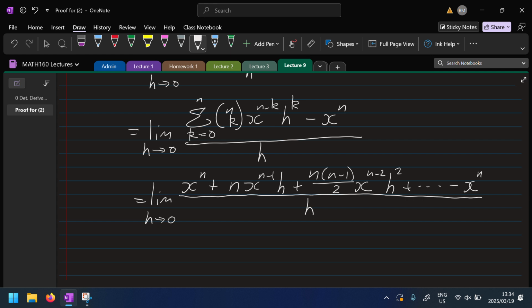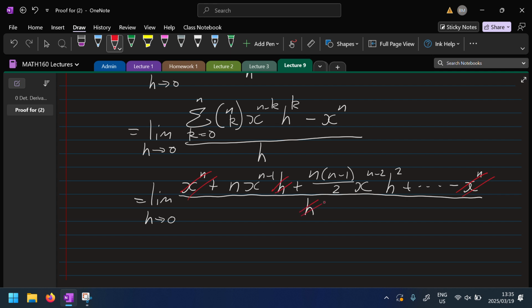Now, some things will cancel. The x to the n right in front and the x to the n right at the end with the minus, they cancel. Next, all of those terms in the middle have an h. We've got h, h squared, h cubed, h to the 4. They all have some h in common. And we have h at the bottom. So we can cancel them.